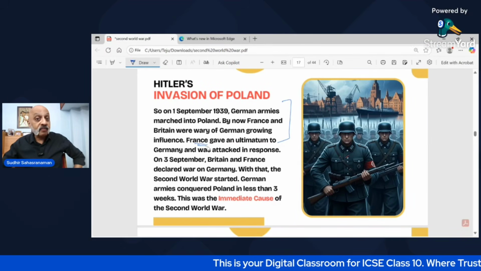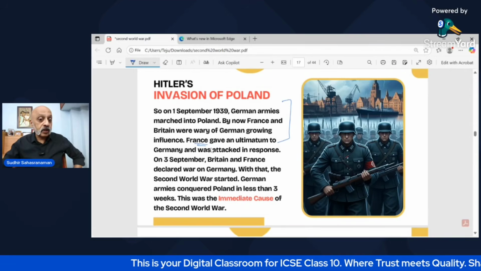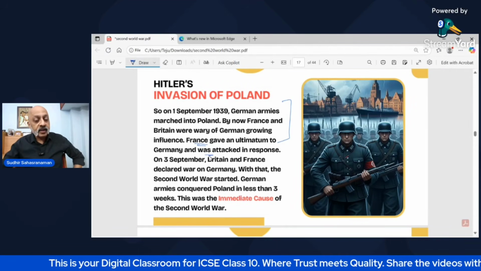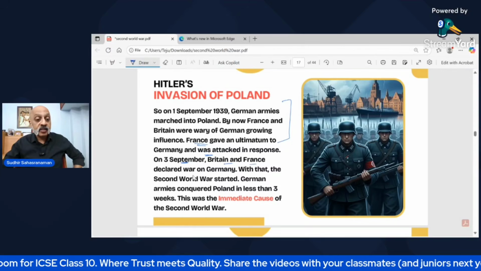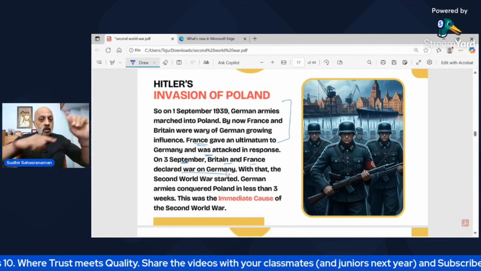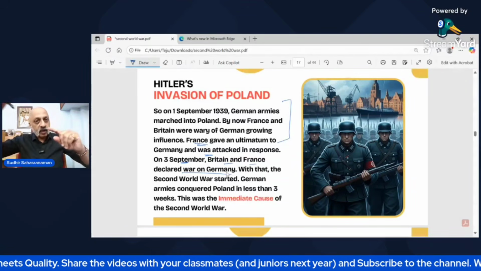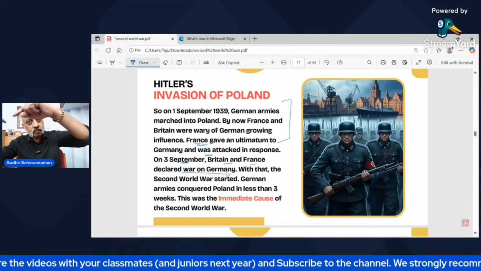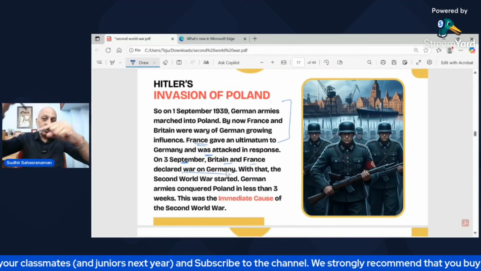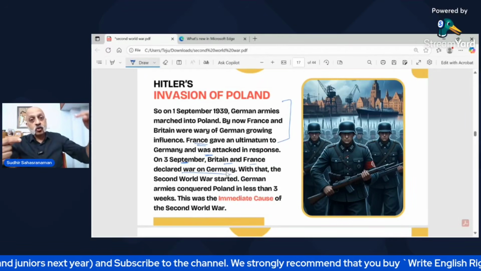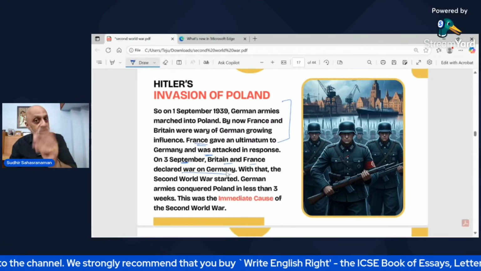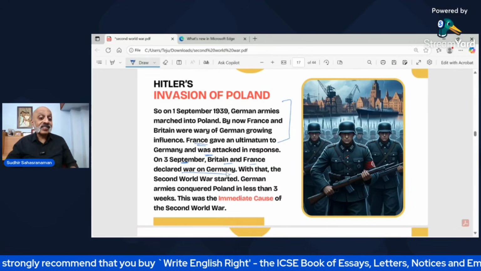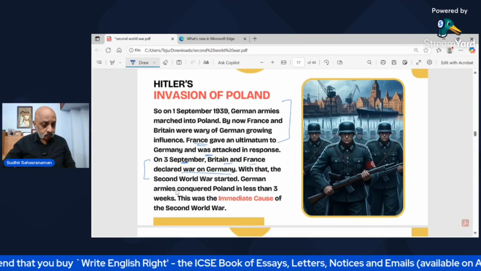So France gave an ultimatum to Germany saying that stop it, you cannot do that. And then Germany attacked France. On September 3, Britain and France declared war on Germany. So now the four countries, Germany versus Poland, France versus Germany, Germany versus France, and then Britain and France together versus Germany. So these four countries had got embroiled in the war. And with that, the Second World War started.